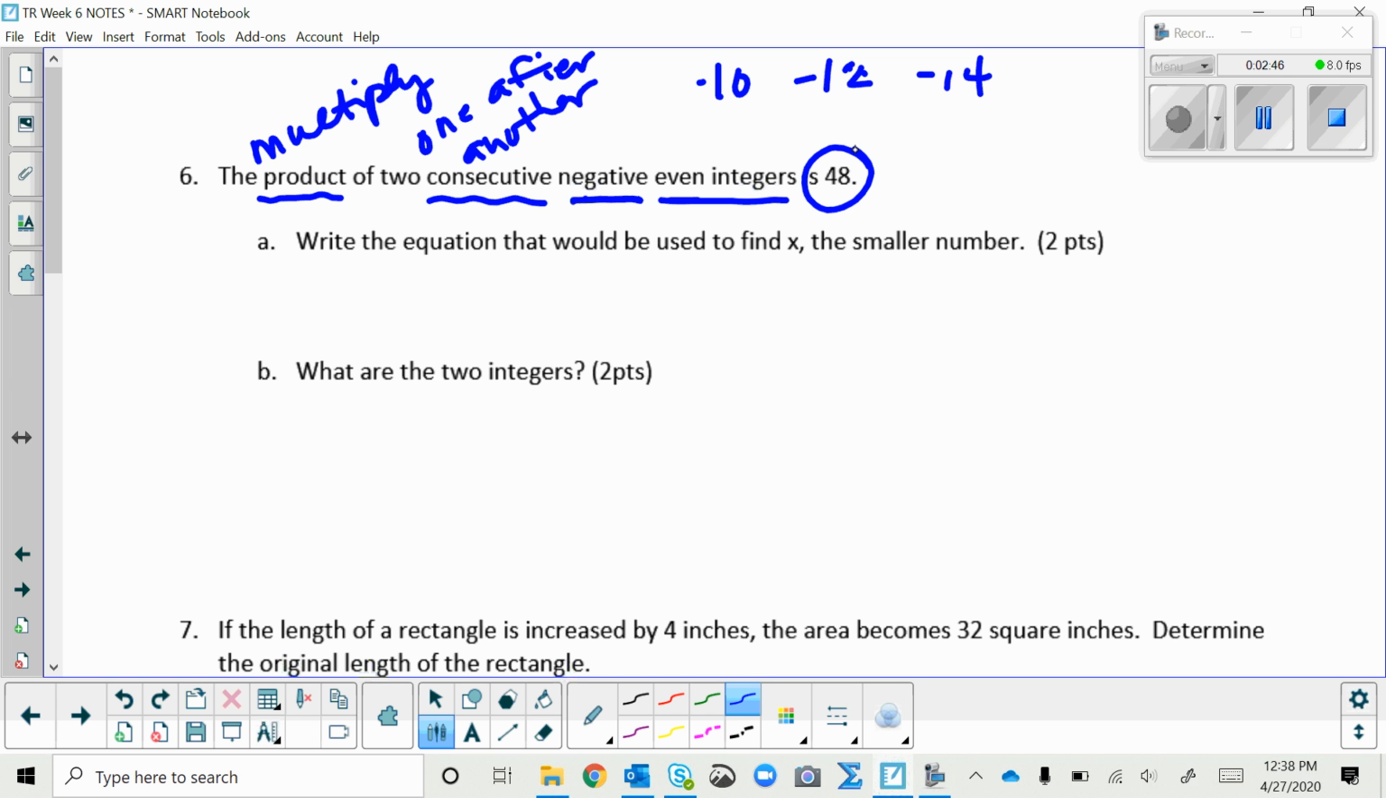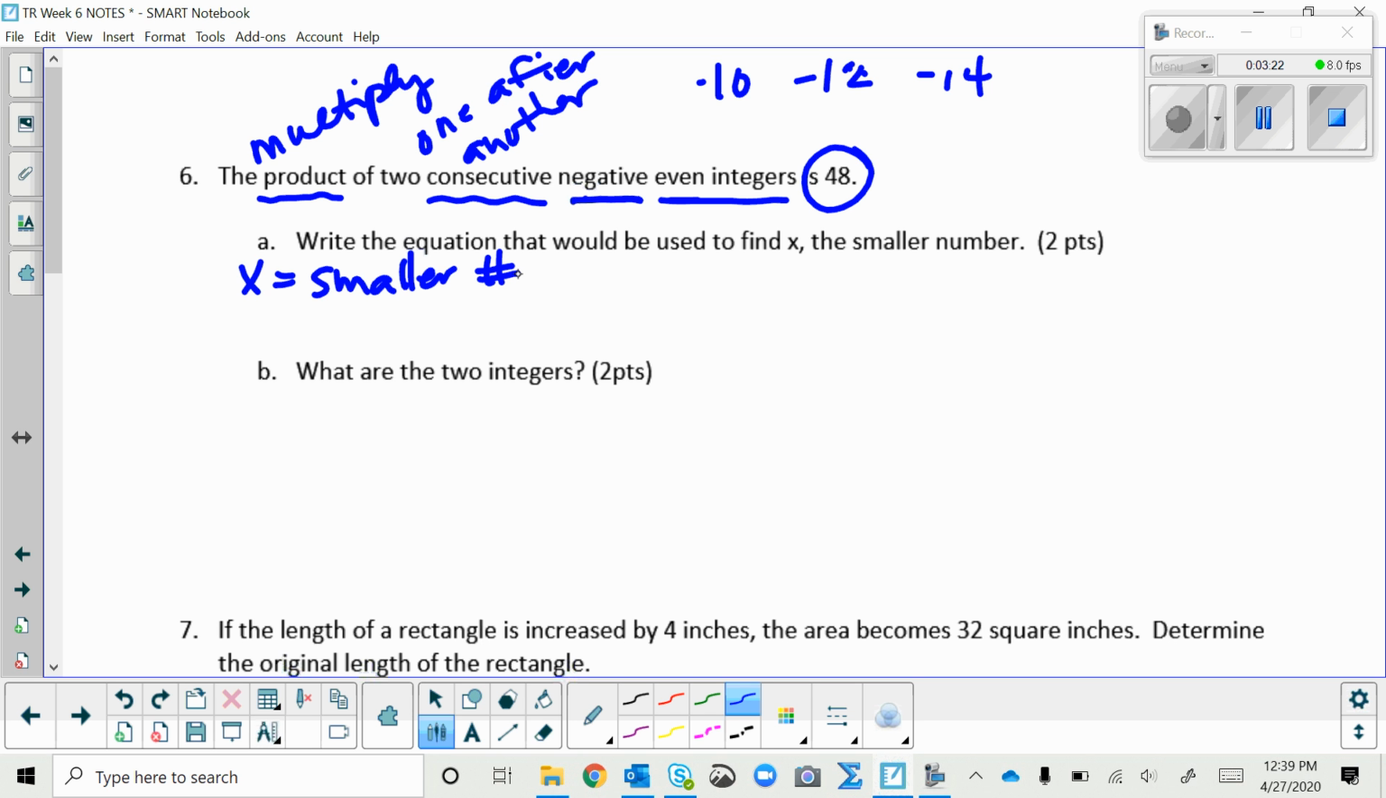Now we don't know what they are. So when we don't know something, we use a variable. So I want you to read part A to yourself and think about what it's asking you to find. It says write an equation that would be used to find x, the smaller number. So we don't know what that is, right? So x is going to stand for the smaller number. Well, we need to come up with an expression to represent the other number.